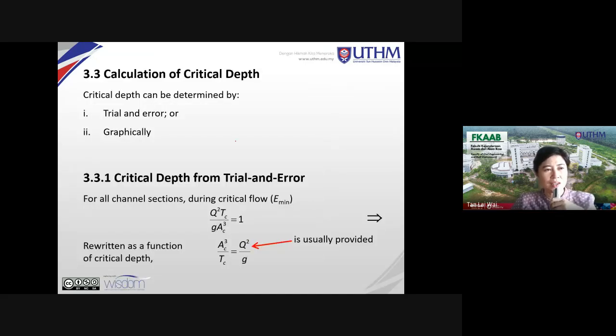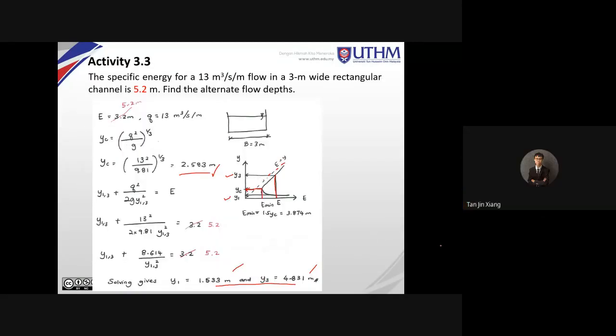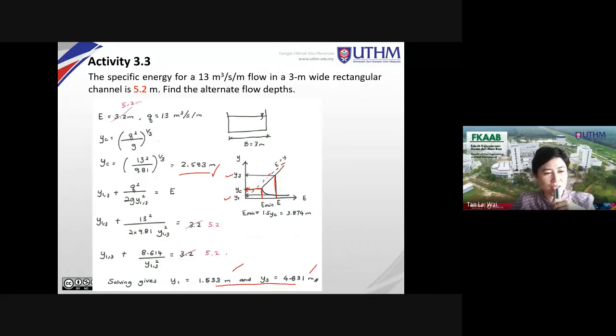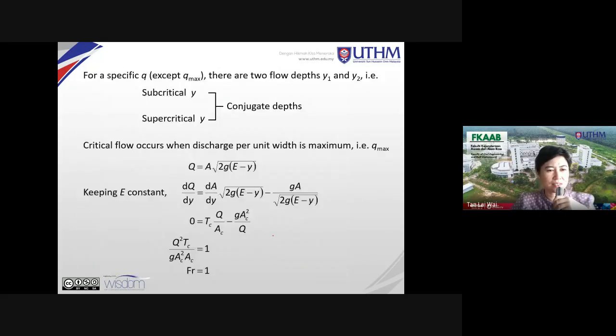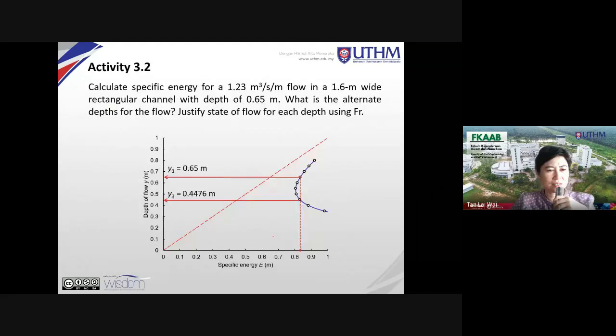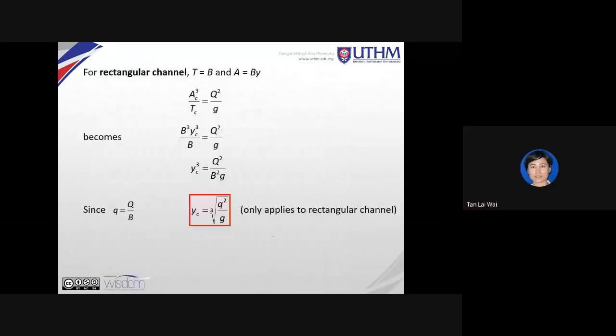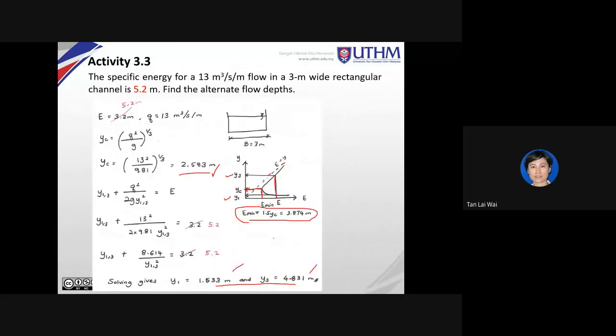Okay, let's go ahead with our questions today. Yes, why is the E minimum equal to 1.5 yc? Where is it? Is it here? Yes, here. Do I have the slide here? Is it afterwards? I think I remember the slide is afterwards. It's here. Who is asking? May I know? Because I couldn't see. Ding Xiang. Okay.